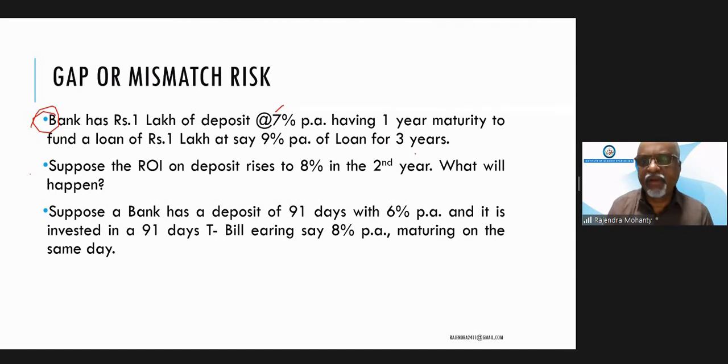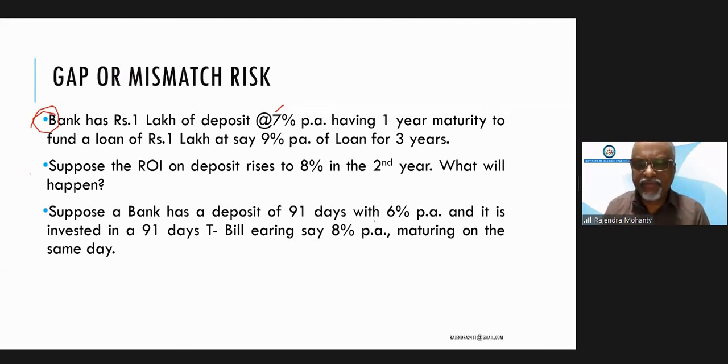Mismatch gap because 3 years and 1 year was the difference. 3-year asset, 1 year deposit. But here the deposit is 91 days and the asset is also 91 days. So the bank has a matched gap and the bank is not facing any interest rate risk because within 91 days nothing is changing, because both are 91 days, and the spread is 2% again.